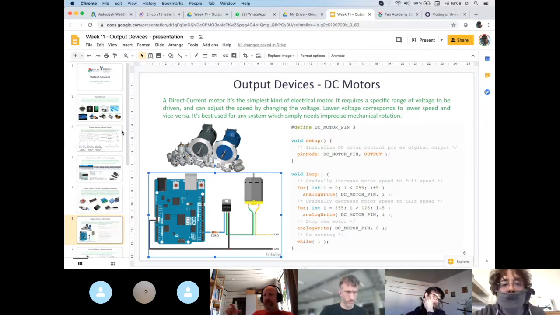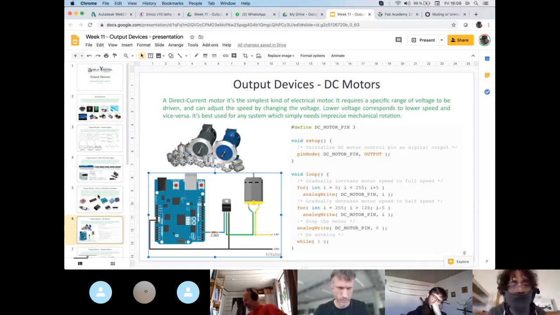Right. But what you output is what the DC motor takes as an input to work. It's not a pulse width modulation signal. It's an analog voltage. So you use the PWM just to drive the transistor.